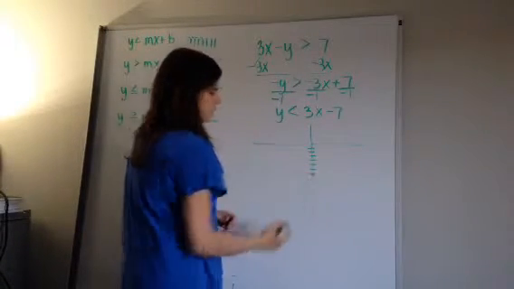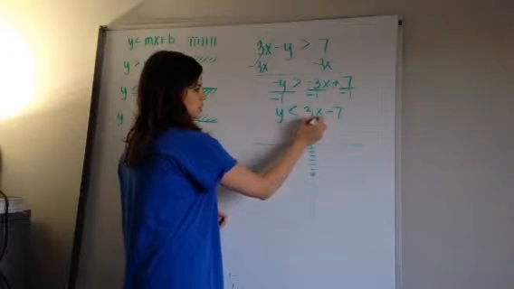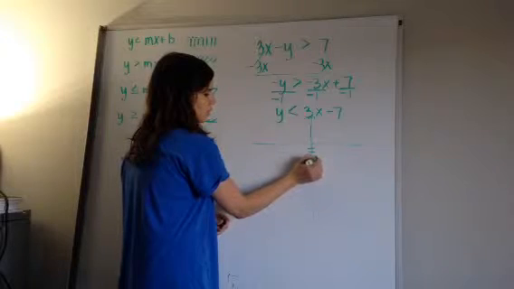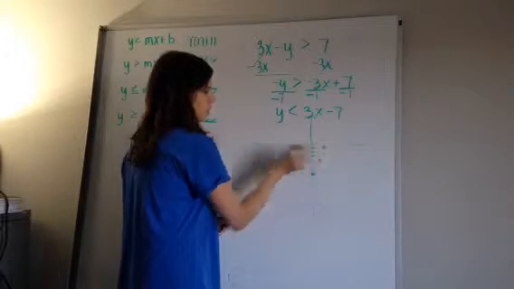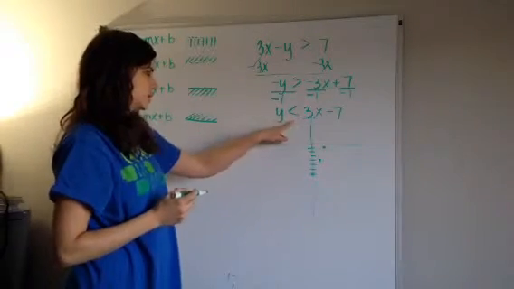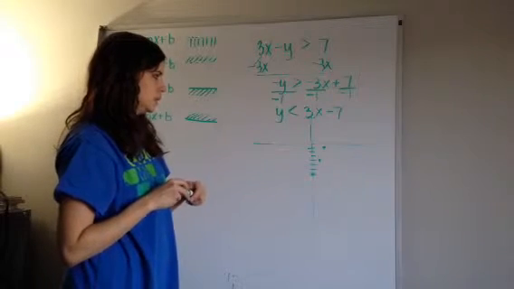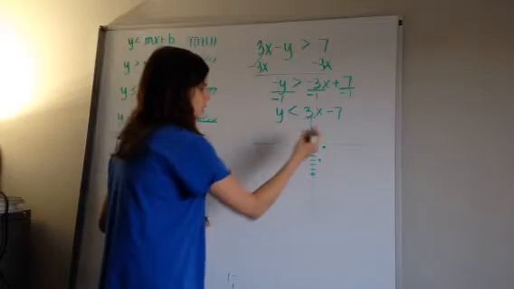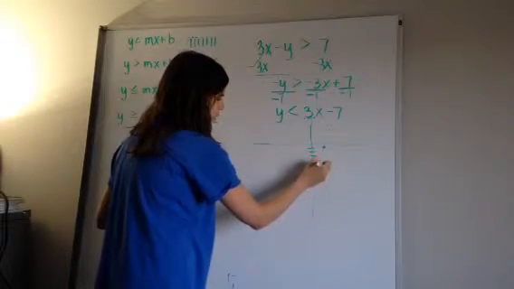So I'm going down to negative 7. And then this is 3 over 1. So I'm going to go up 1, 2, 3 over 1. Okay, let's see if it's dotted or solid. So this one is going to be dotted since there is not an or equal or a line underneath it.